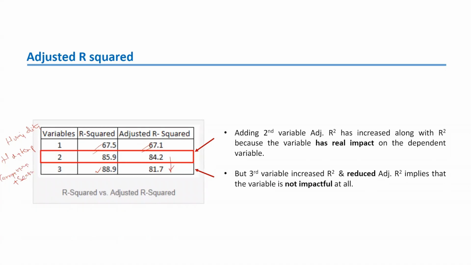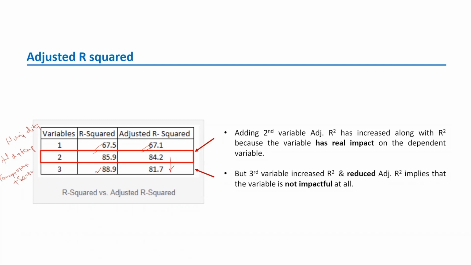So adding the second variable, adjusted R square has increased along with R square because the variable has less impact on the dependent variable. But the third variable increased R square and reduced adjusted R square, which implies that the variable is not impactful at all. Right? So when you see your R square value and adjusted R square value both have increased, it means that it has a real impact on the dependent variable.